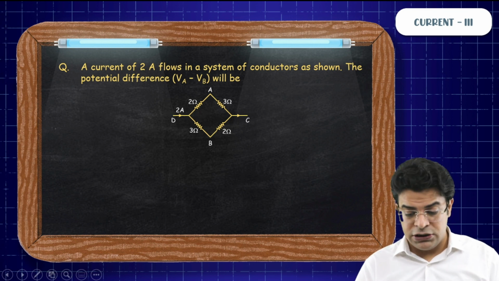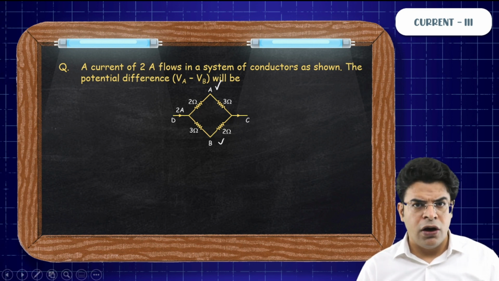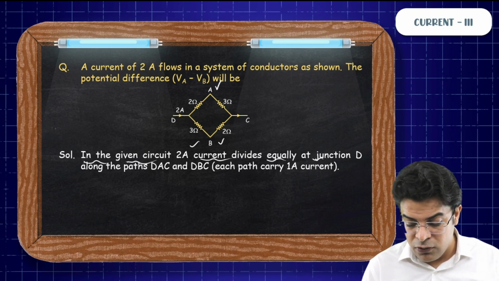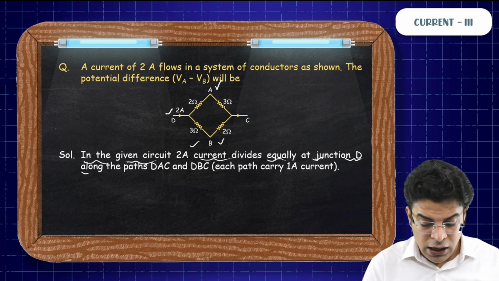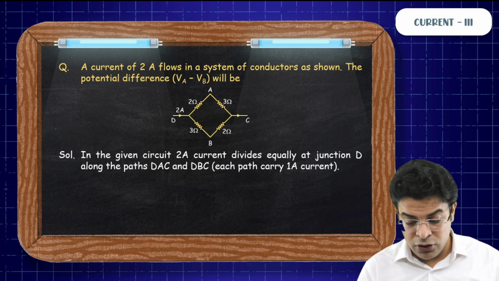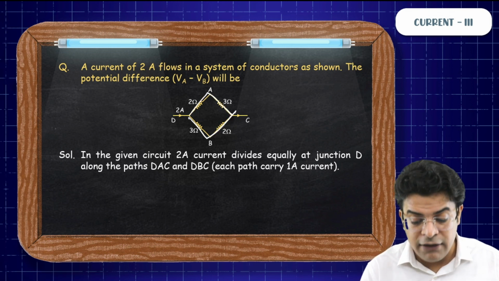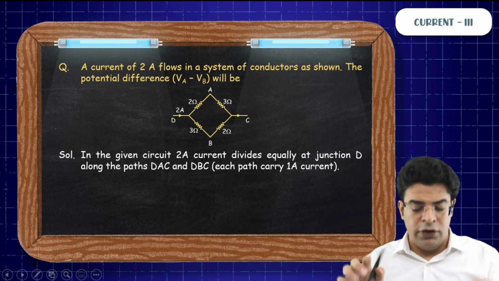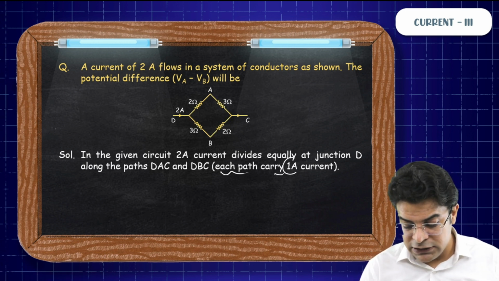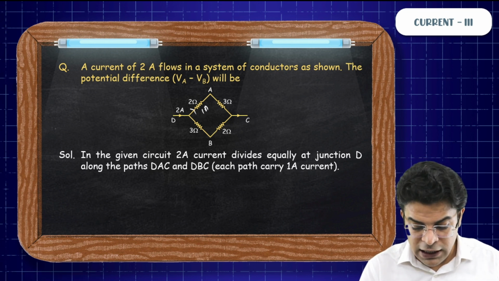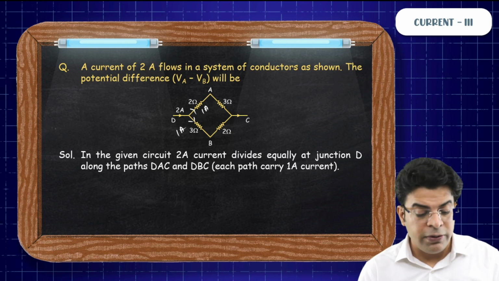Our mission is to find VA minus VB. How to do it? Let's see. In the given circuit, 2 ampere current divides equally at the junction D along the paths DAC and DBC. Why equally? Because the upper line and lower line have the same resistance of 5 ohm, 5 ohm. That's why the current divides equally. Each path carries 1 ampere of current. So the current flowing through the upper line will be 1 ampere, as well as the current flowing through the lower line will also be 1 ampere.